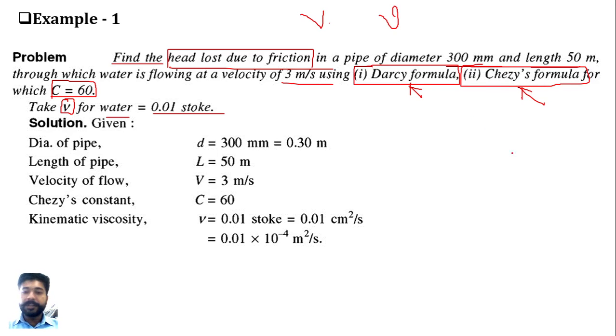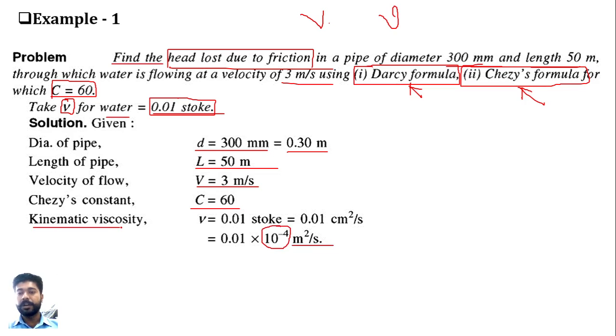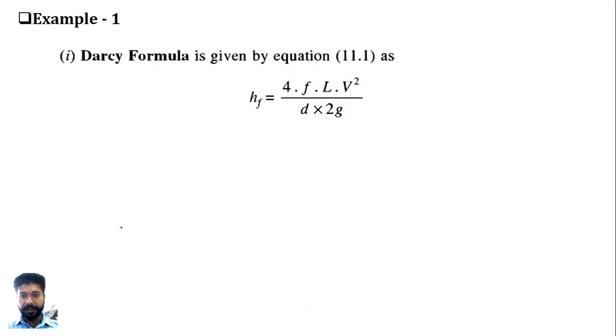First of all, you need to write down the given data like this: the diameter of the pipe, which is 300 mm, converted into meters; the length in meters; the velocity in meters per second; C, our Chezy's constant; and the kinematic viscosity, which is given in stokes. Convert it into meter squared per second by multiplying with 10 raised to minus 4. That is your kinematic viscosity.